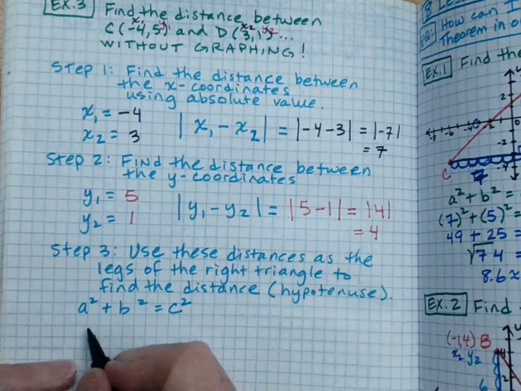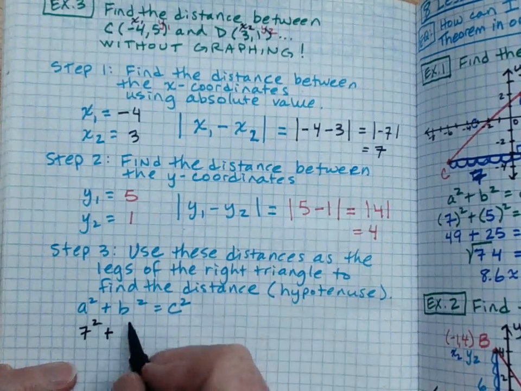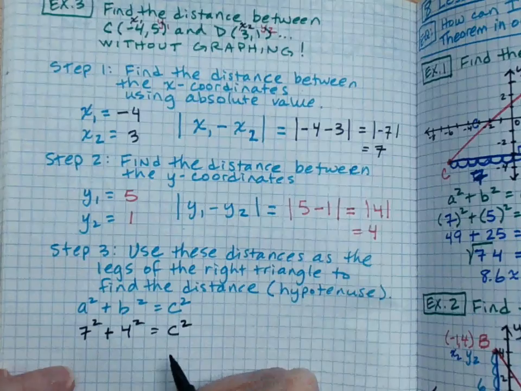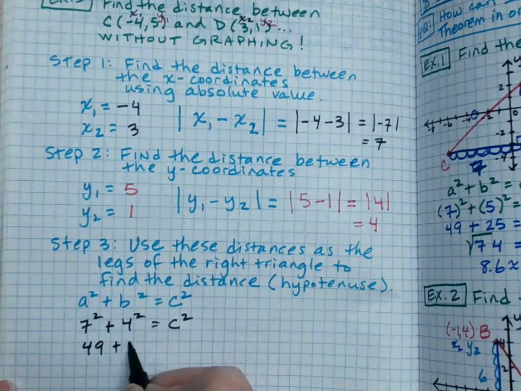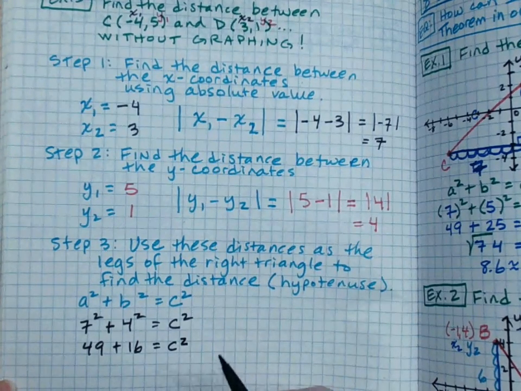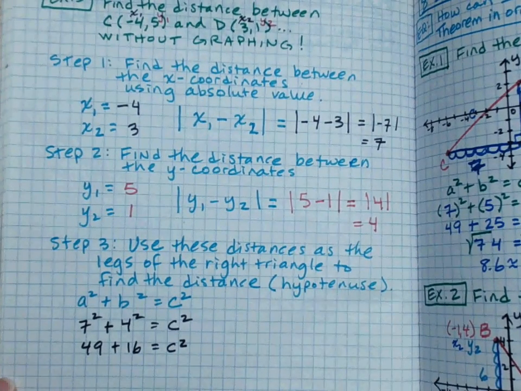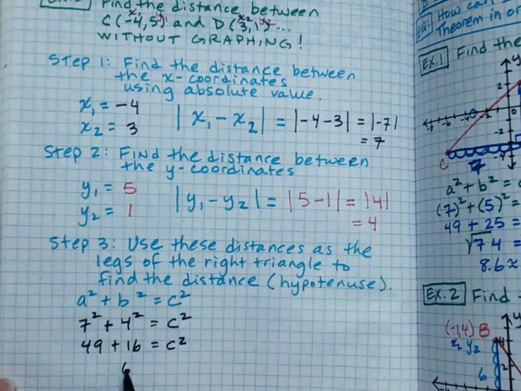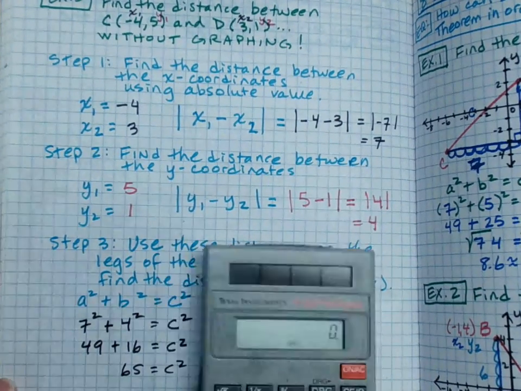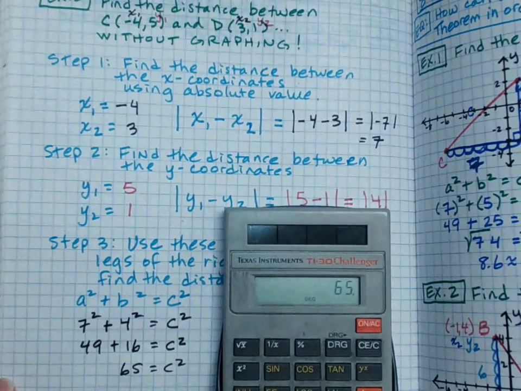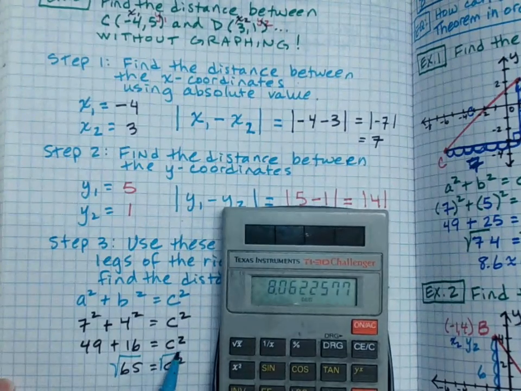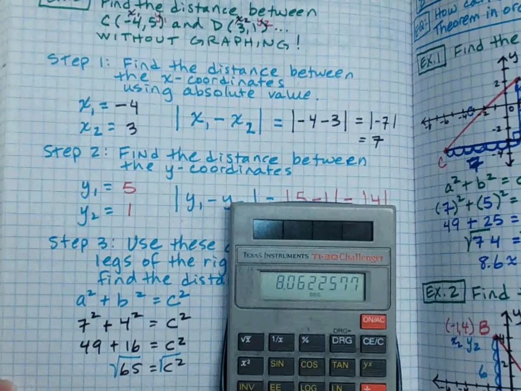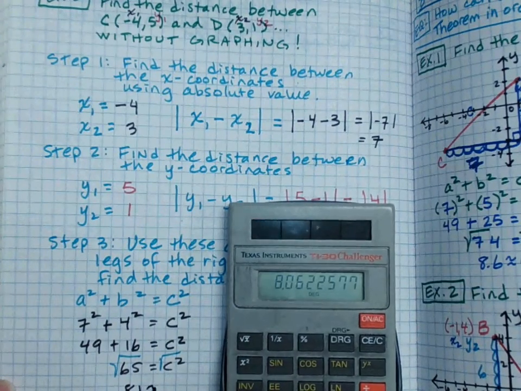My a is 7. I will square that. My b is 4. I square that. 7 squared is 49, plus 4 squared is 16, and then I get 49 plus 16. If I was to use my calculator, I would get 65. To find the square root, I get approximately 8.0. We know that the square root of, or actually 8.1. We know the square root of 64 is 8. This rounds up to 8.1. So my distance is approximately 8.1.